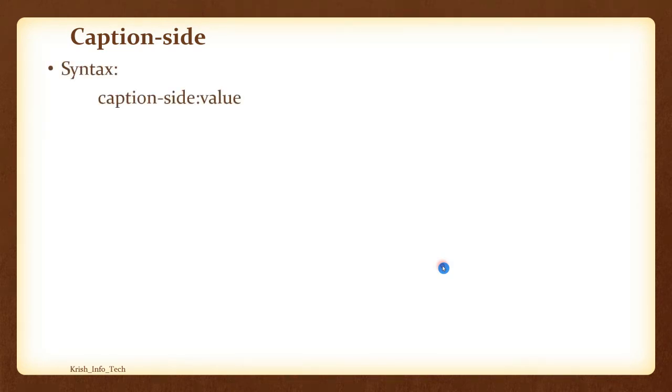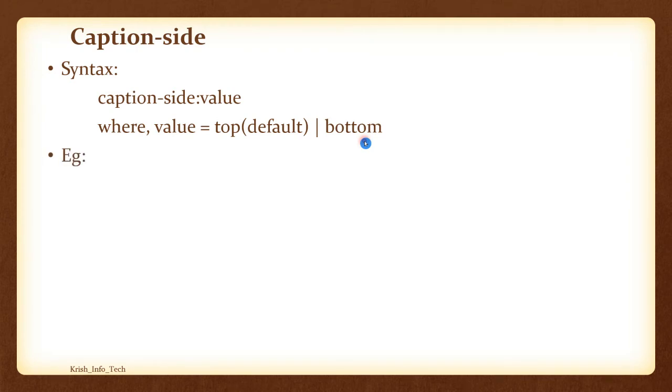So the next property is caption-side. What is this caption-side? Usually we will be placing the caption, the title, at the top, but you can change it using this caption-side property. The syntax for this is caption-side colon value, where value can be top, that is default, and then bottom. You can place it either at the top of your table or at the bottom of your table. Example is caption-side colon bottom, so you can mention either one. If it is top, you don't need to mention it at all as it is the default one.